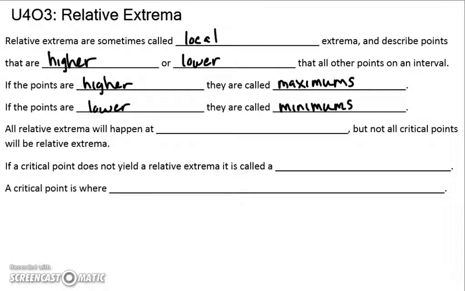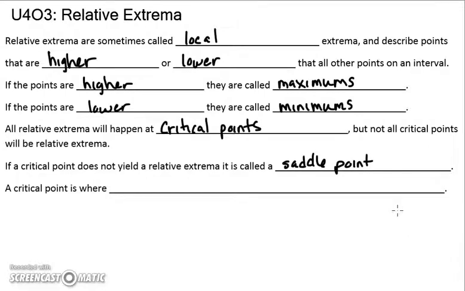All relative extrema will happen at things called critical points, but not all critical points are going to be relative extrema. If a critical point doesn't yield a relative extrema, we're going to call that a saddle point as well. So a critical point is either going to be a relative extrema or it's going to be a saddle point.